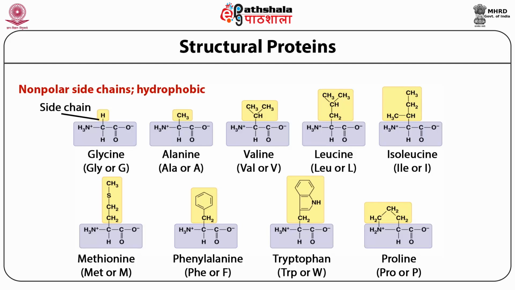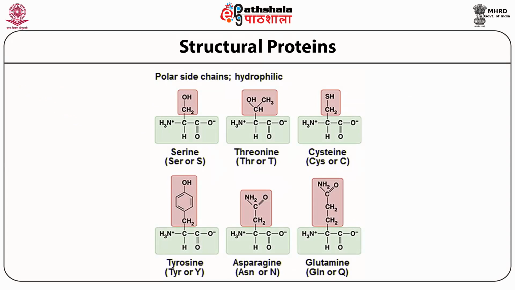Aromatic group, thiol group, indole, etc. will give a nonpolar side chain, which means the solubility of these amino acids will be less favorable in water, or more favorable in organic solvents. Polar side chains are also possible in amino acids like serine, threonine, cysteine, tyrosine, asparagine and glutamine. These are all examples of polar side chains. That means they are hydrophilic in nature, more water soluble than organic solvent soluble.